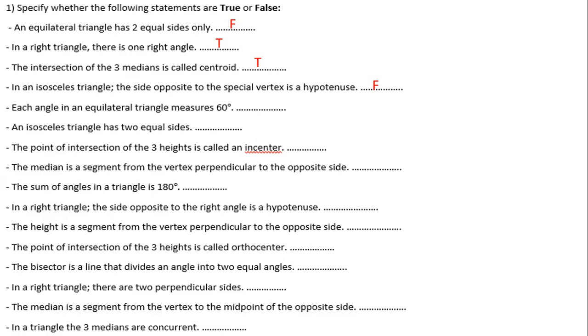Carlo, each angle in an equilateral triangle measures 60 degrees. True or false? True. So this is true. Now, an isosceles triangle has two equal sides. Yes, Aya. True. Now, Hassan, the point of intersection of the three heights is called an in-center. False, it's called the orthocenter.